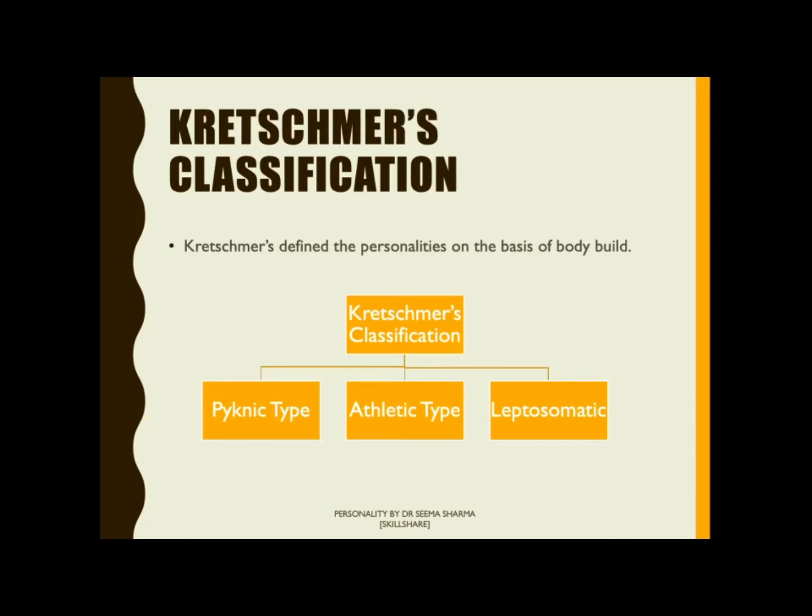Kretschmer's classification. Kretschmer defined the personalities on the basis of body build. And three types are there: pyknic, athletic, and leptosomatic.